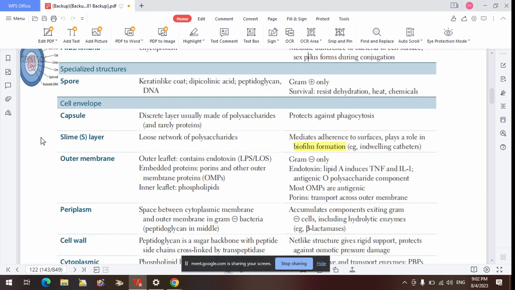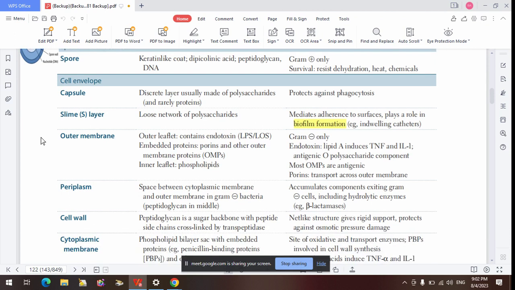The next, the cell envelope. So a cell envelope is just a conglomeration of so many things that surround that bacteria. From outward to inward, we talked about the capsule. That's the outermost one. Not all bacteria have a capsule. We said it is only bacteria that are encapsulated that we can say have a capsule.